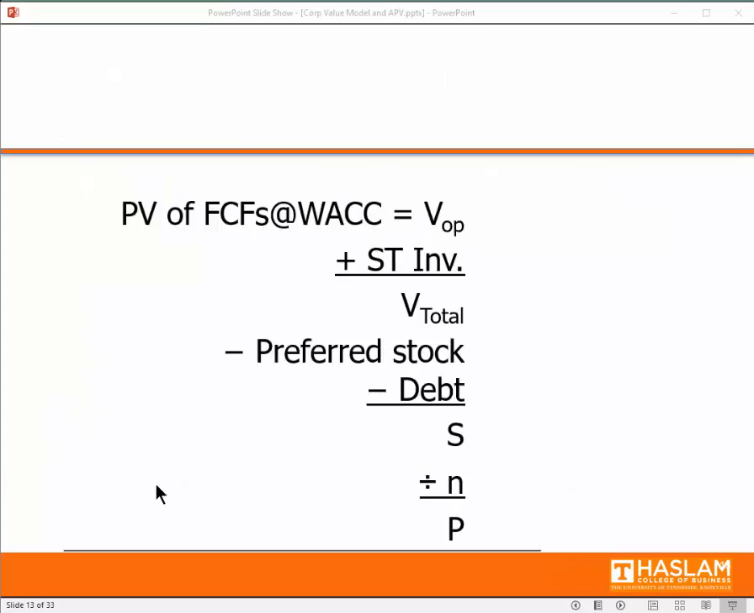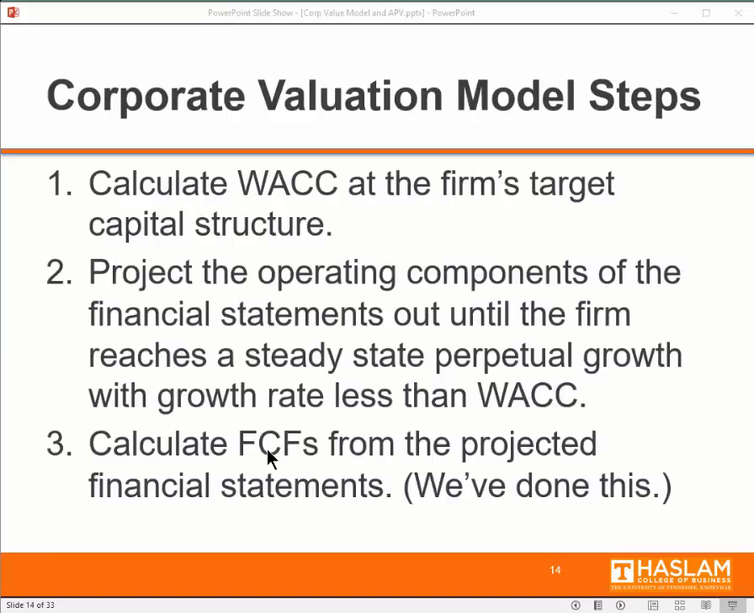It's actually a pretty simple little equation, and this is written down in equation form. The value of operations is the present value of all of the free cash flows discounted at the weighted average cost of capital. We add in short-term investments. This gives us the total intrinsic value of the firm. Subtract off any preferred stock, subtract off any debt, and these are market values if you can get them. That gives you the intrinsic value of the stock, divided by the number of shares outstanding, and that gives you the intrinsic value per share, or the intrinsic price per share.